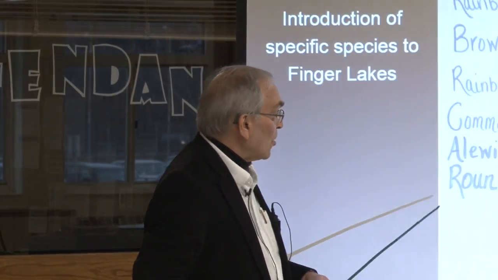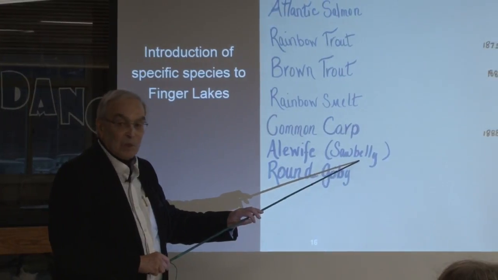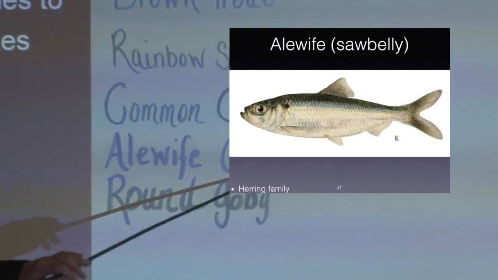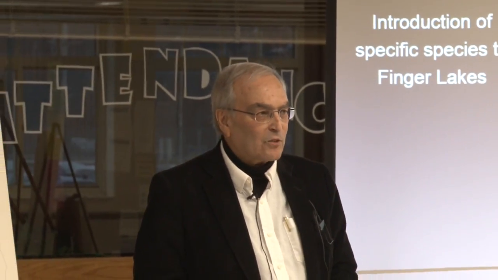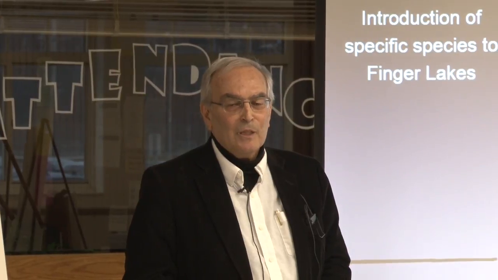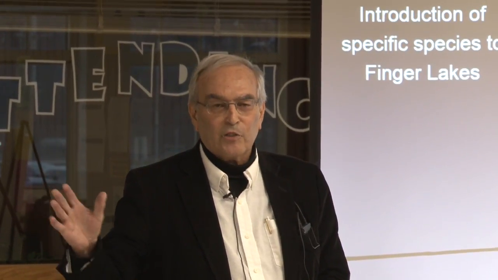Another story behind the alewife, or we call them sawbellies. People think, some people think that Seth Green, an early conservationist, introduced them into Cayuga Lake purposely for food for the lake trout.